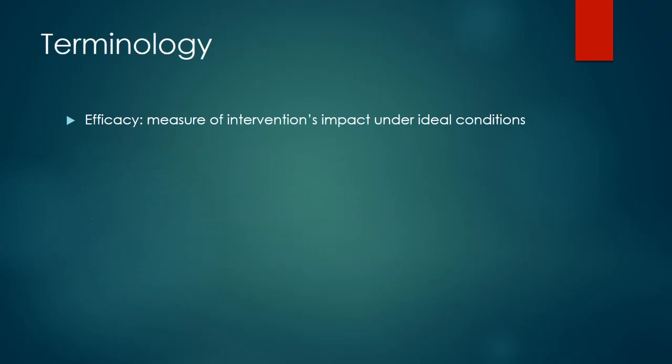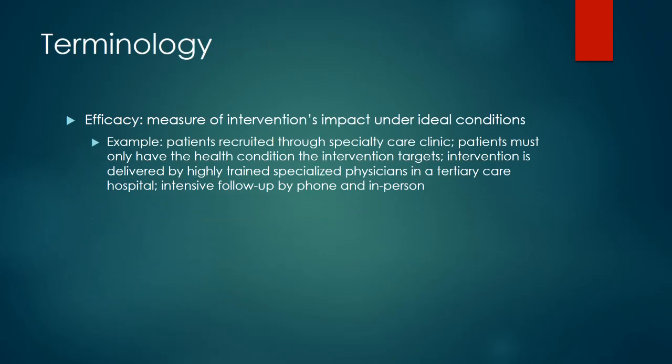So a quick terminology note: when we talk about efficacy, we're talking about the impact of an intervention under ideal conditions. So for example, this might be a very select group of patients in a specialty care clinic who receive the intervention from someone like a highly trained physician in a tertiary care hospital, and there might be intensive follow-up by phone and in person to make sure that people are receiving all of the intervention.